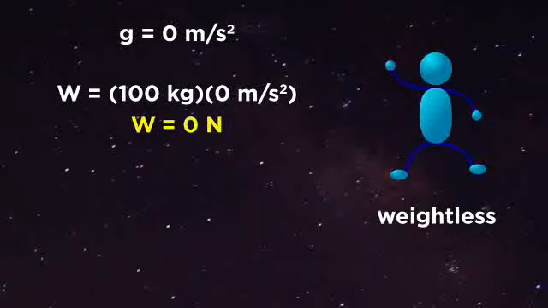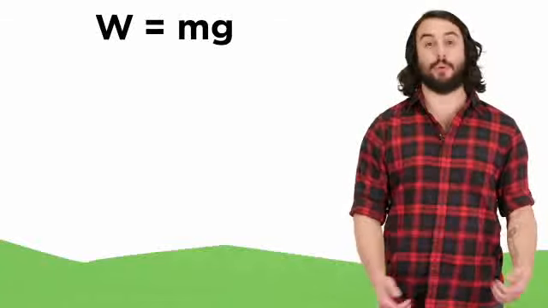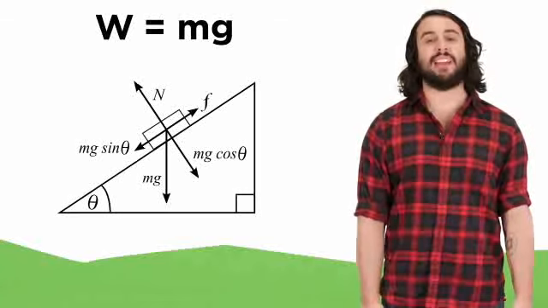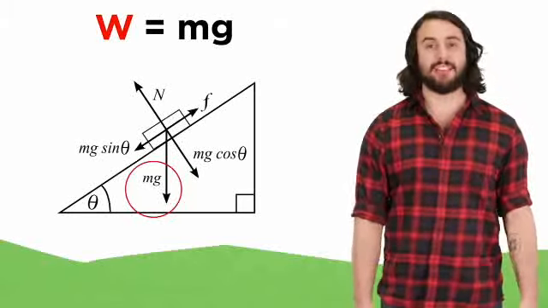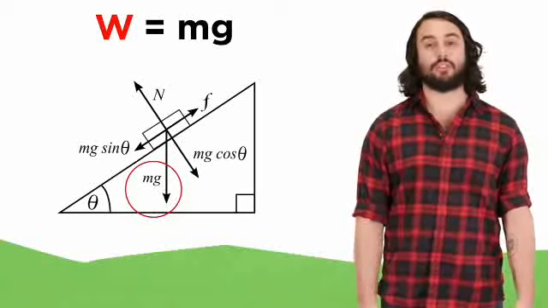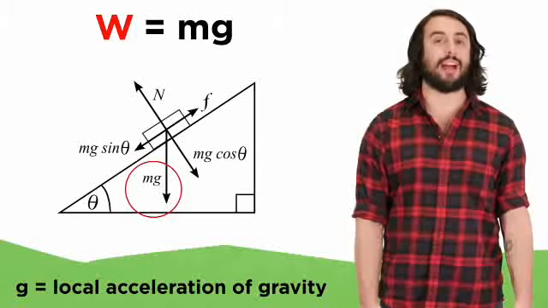In the vacuum of space, far away from any massive object, the person will be essentially weightless, since there will be no appreciable acceleration due to gravity. In all of these cases, the mass of the person does not change, but their weight will vary depending on the presence and strength of a gravitational field. Since weight is a force, we will have to include weight in any free body diagram representing objects on Earth. This will be a vector with magnitude equal to m times g, pointing straight down towards the center of the Earth, where g represents the local acceleration due to gravity.